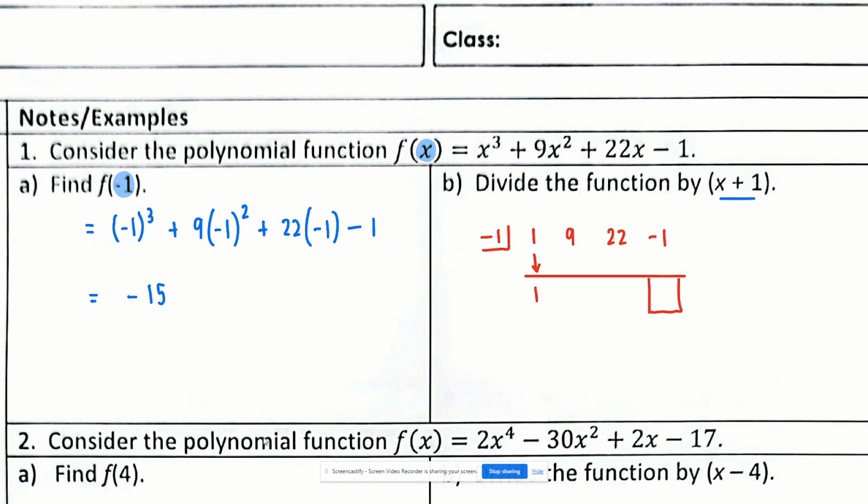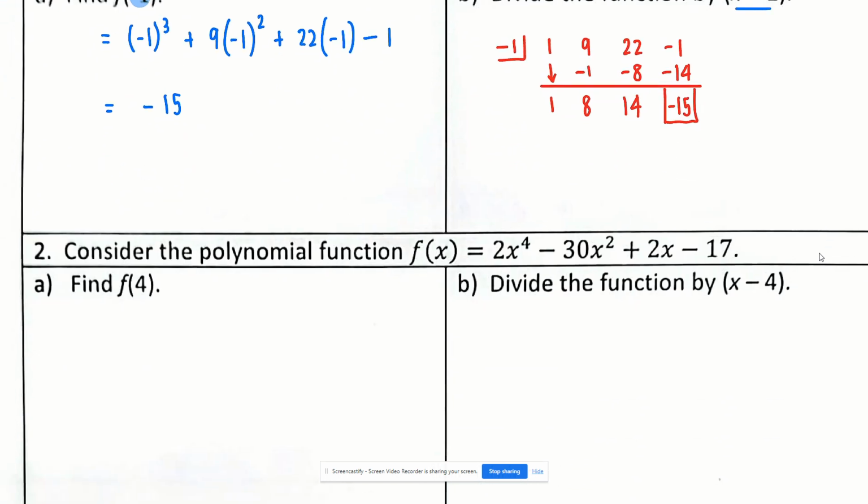Watch what happens. Negative 1 times 1 is negative 1. 9 minus 1 is 8. Negative 1 times 8 is negative 8. 22 minus 8 is 14. And negative 1 times 14 is negative 14. Now look, what does negative 1 minus 14 equal? Negative 15. You see, the remainder, when we do synthetic division with the value negative 1, gives me the exact same solution that we got when we plugged negative 1 into that function. And that's not a coincidence, okay?